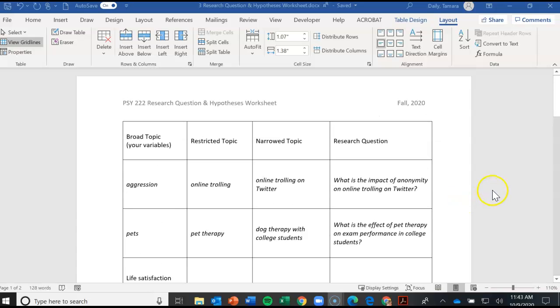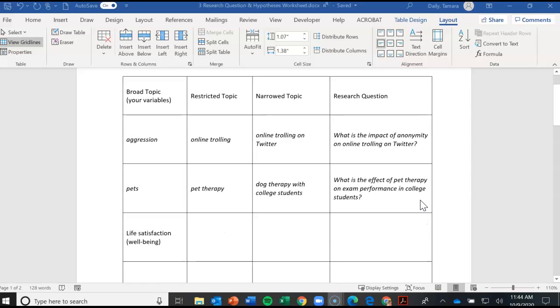I've given you some examples here on the worksheet of how to take a concept and then talk about that as a topic, restrict the topic, further narrow it, and then turn it into a research question. So if I was broadly interested in a concept like aggression, but more specifically I was interested in how people troll each other online, then I may even go more specific than that and focus on Twitter. And then I could ask a question: what's the impact of anonymity, like not having your name disclosed on your Twitter account? What's the effect of that on trolling on Twitter?